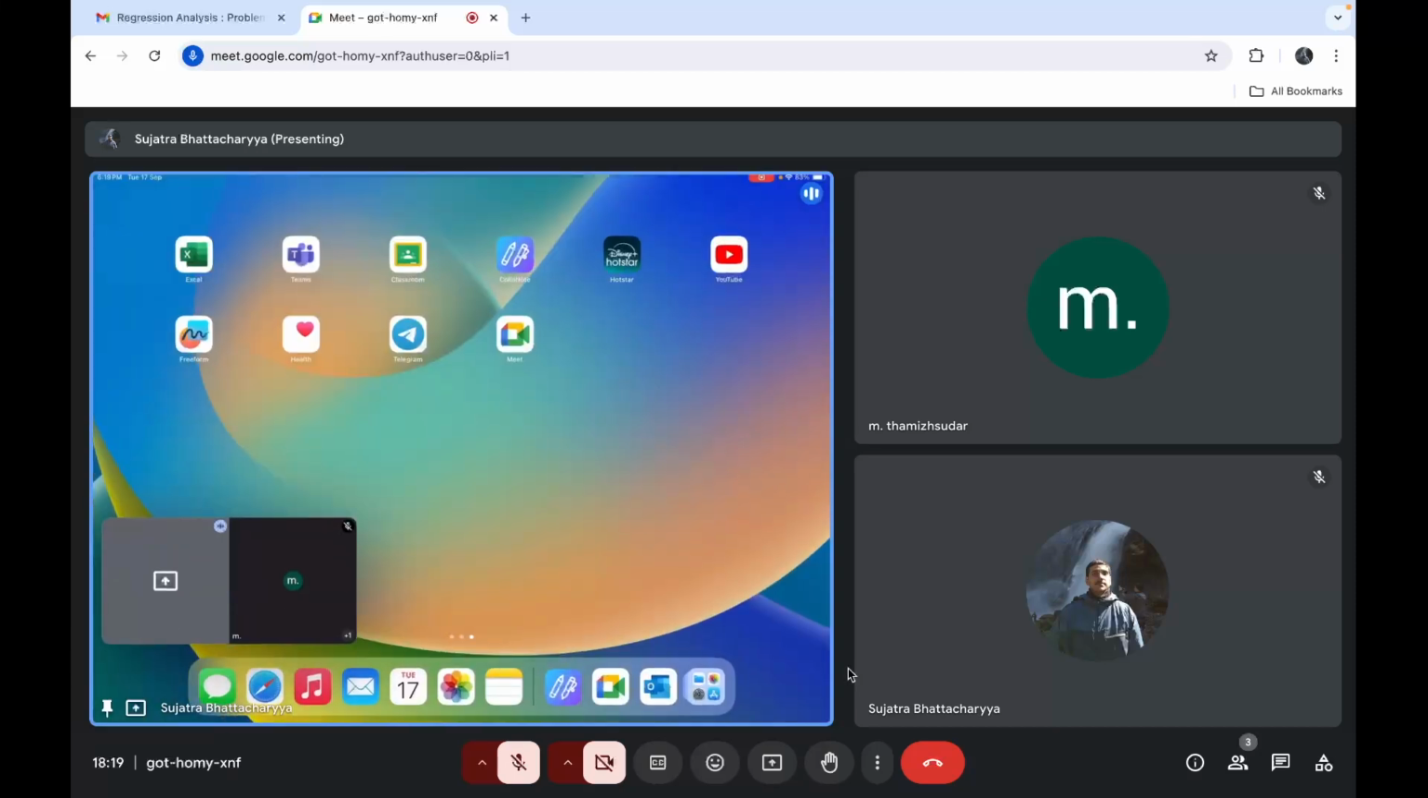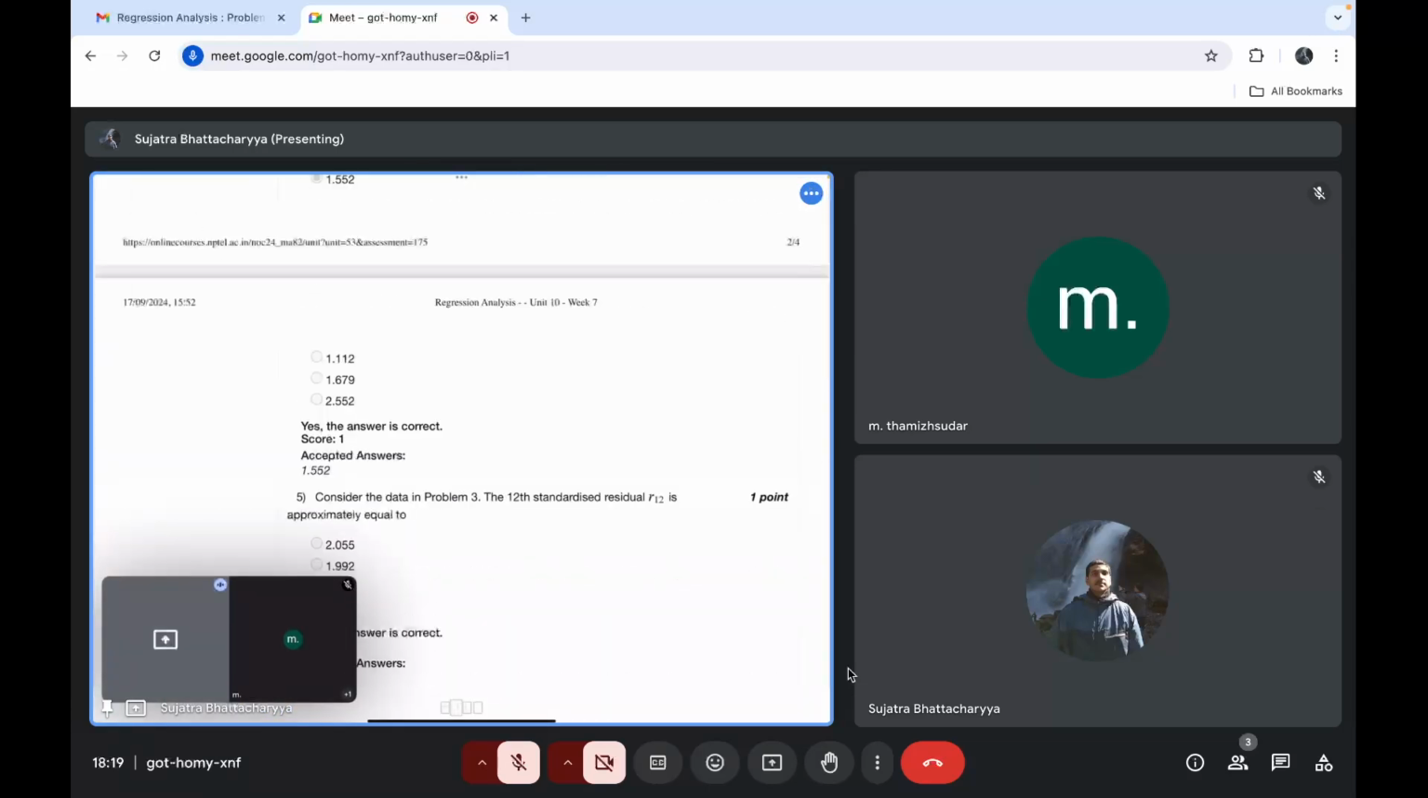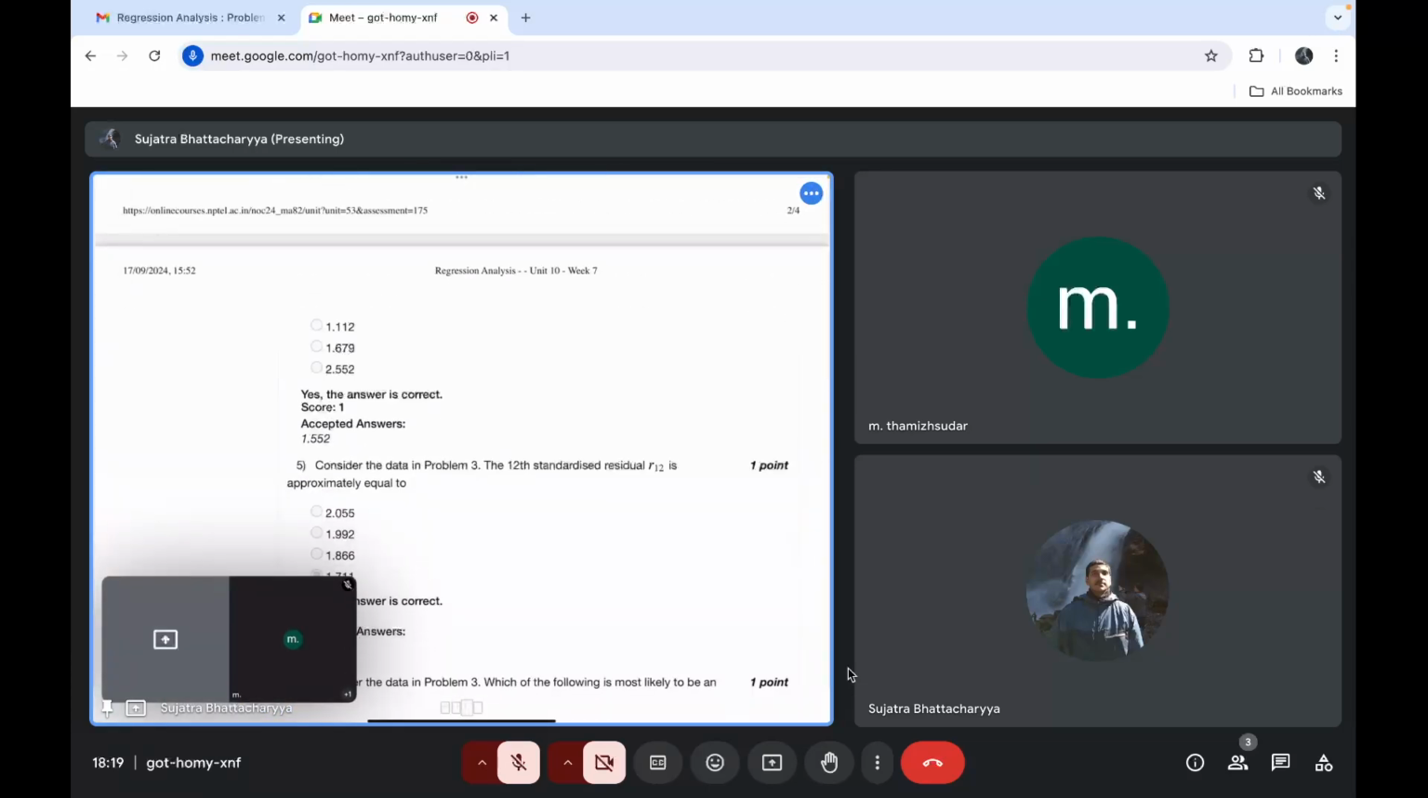Okay, so let's go to the question again. Problem number 4, 1.552 is the accepted answer. Fine. Now the next question is about the 12th. They have given it as a standardized residual, but it will be the studentized residual, I guess, because R12 is given. So it is not standardized, it is the studentized residual. Okay, so let's do it.